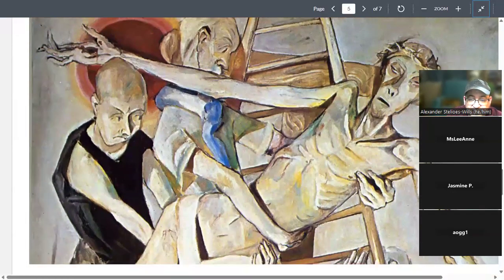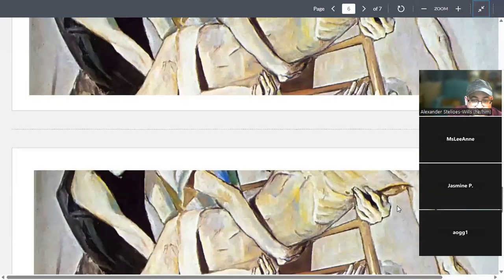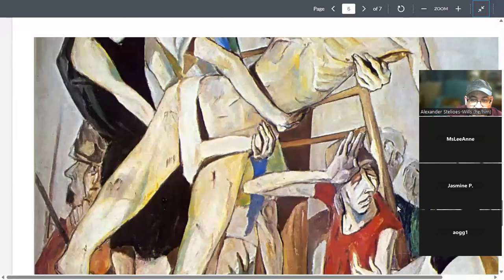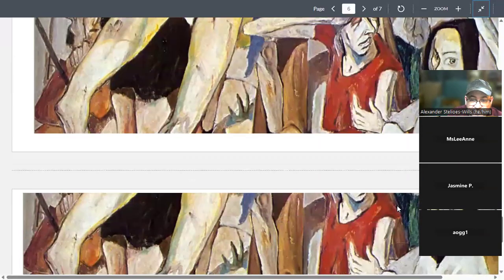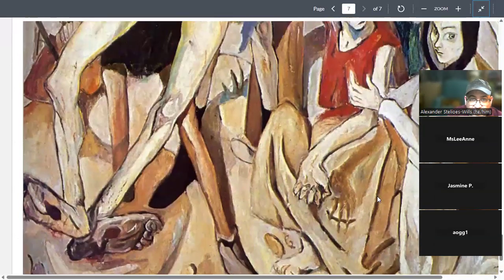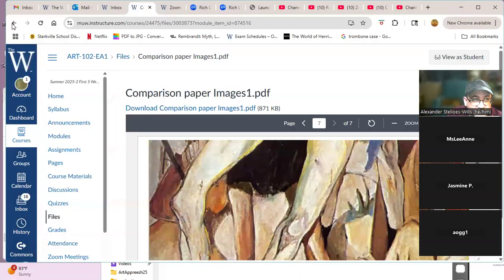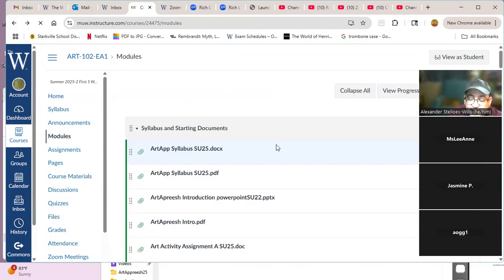And you can get a much clearer sense of what colors were used and in what ways and in what proportions when you can see them like this up close. Okay? So that's the second thing that's in modules that I think you'll find pretty helpful.